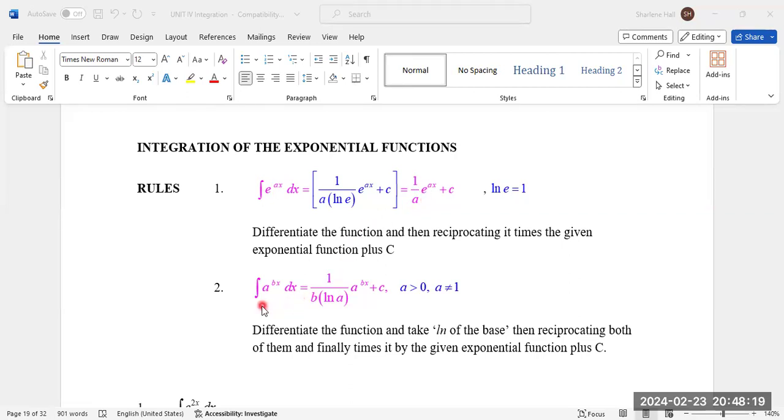In this case, if I have a to the bx dx, again I'm still differentiating the power like I did up here. The differential of the power bx is going to be b. Just like up here, I am going to reciprocate it. Just like up here, when I put ln e, ln of the base, I'm going to put ln of the base, ln a. And just like here, when I put e to the ax side of the answer, I'm going to put a to the bx. I'm writing back the exponential function, plus c.